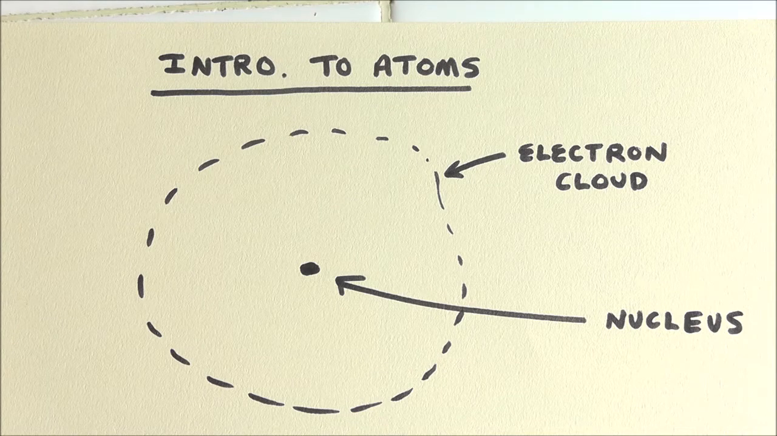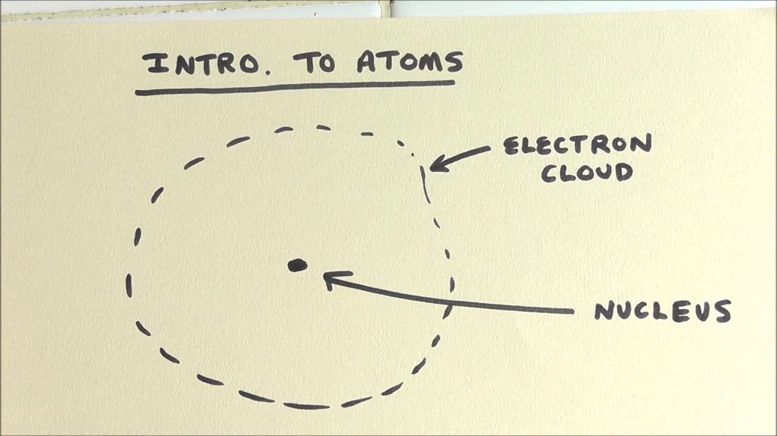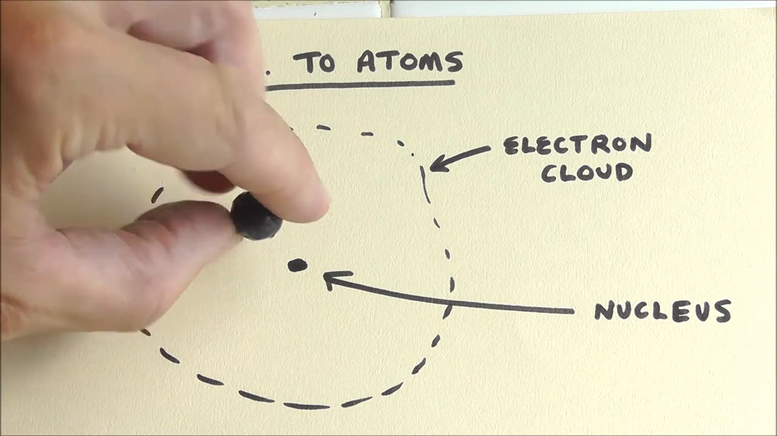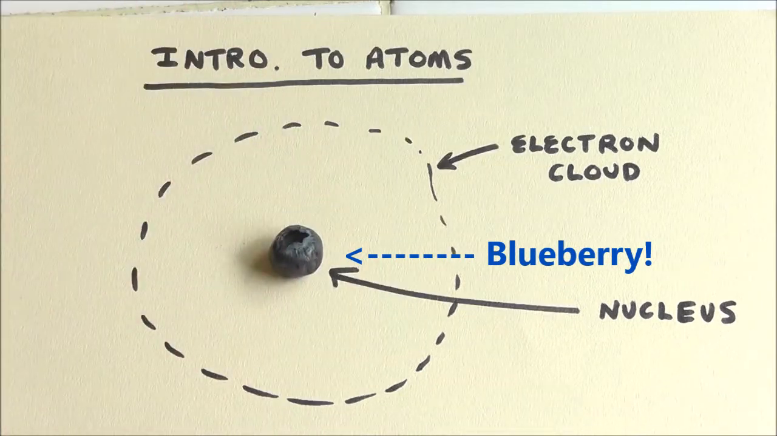First, let's talk about how an atom is put together. So we've got two parts. We have the nucleus, as you can see, and then we have the electron cloud. Now, I cannot draw this correctly, because if this was to scale, the nucleus would have to be a blueberry.